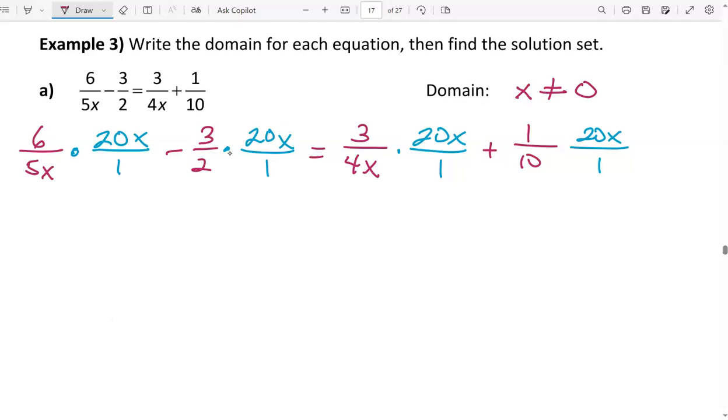20x divided by 5x is 4. So that's going to leave us with a 4 times the 6 is 24. And then our 2 and our 20x can cancel. That's going to leave us with 10x. 10x times 3 is 30x. And then in the third fraction, 4x and 20x, we can cancel common factors. 20x divided by 4x is 5. 5 times 3 is 15. And then 20x divided by 10 is 2x. And 2x times 1 is 2x.